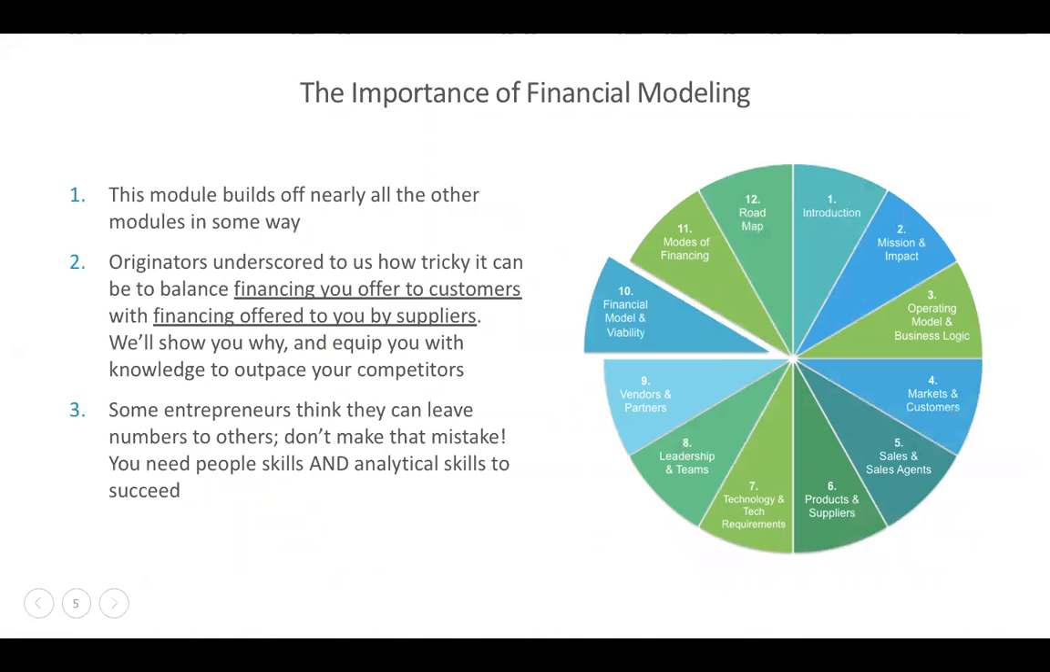So this module builds off nearly all other modules in some way. Originators underscore to us how tricky it can be to balance financing you offer to customers with financing offered to you by suppliers. We'll show you why and equip you with knowledge to outpace your competitors. And some entrepreneurs think they can leave numbers to others. Don't make that mistake. You need people skills and analytical skills to succeed.